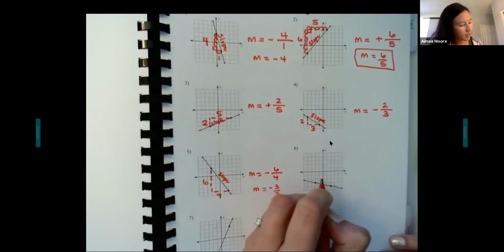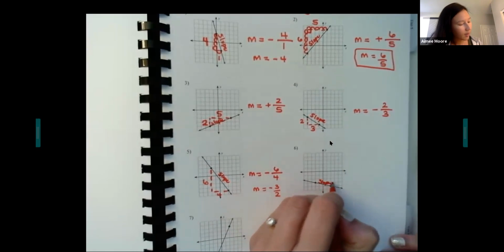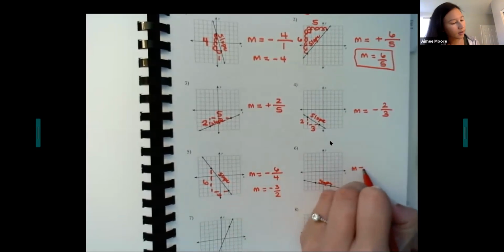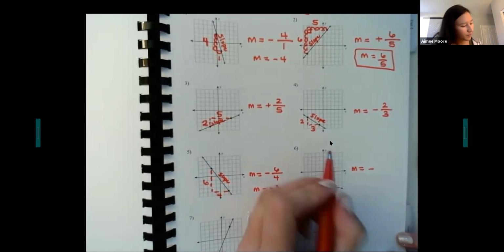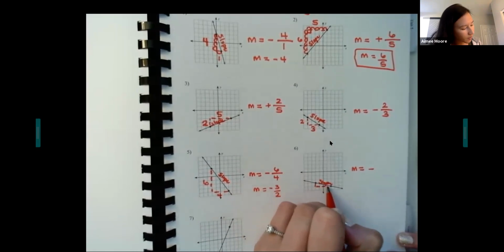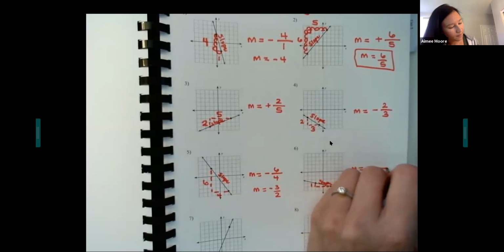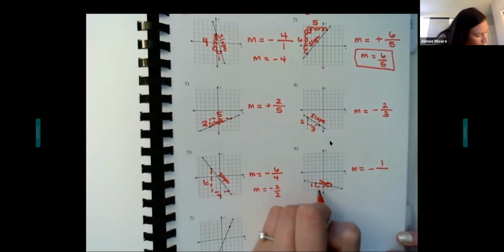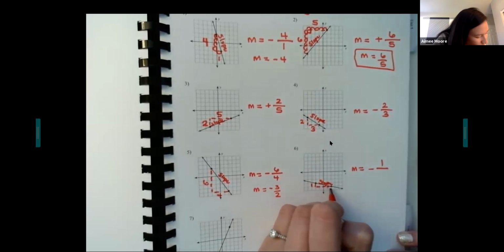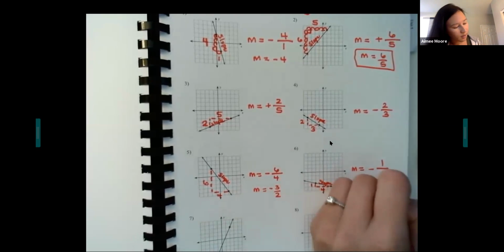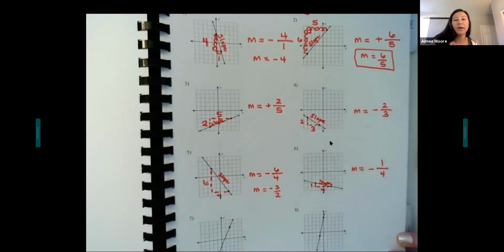So then number 6, we write slope on our line. We see that it's going down again, so it's a negative slope. We draw our triangle. We count our rise first, which is just 1. And then our run, we go over 1, 2, 3, 4. So this slope is negative 1/4.